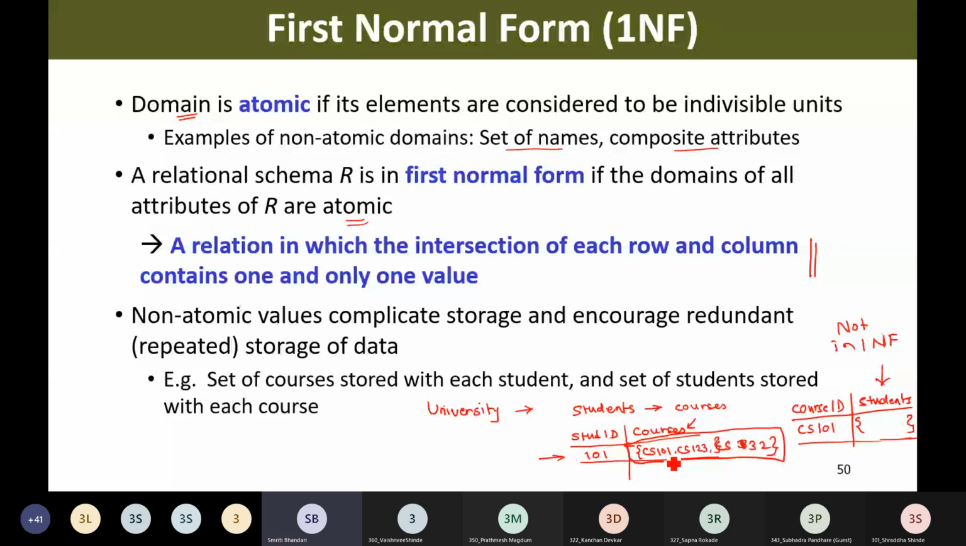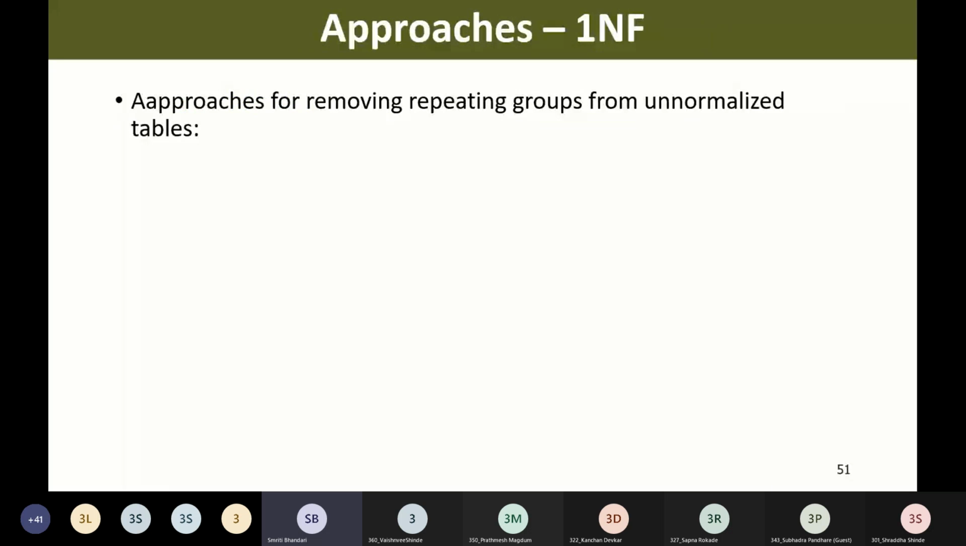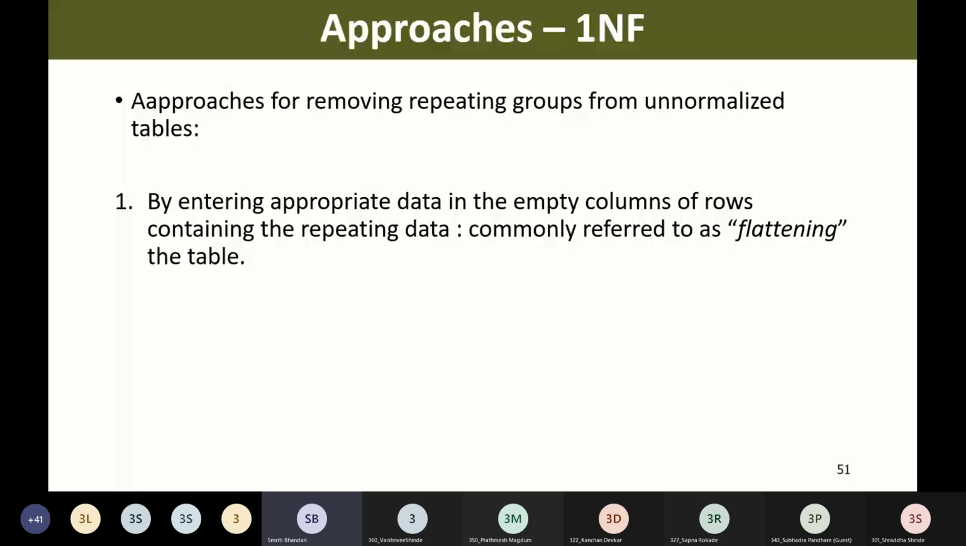So let us give an example and the approaches. If we do not have the relation in 1NF, then how do we convert the unnormalized table into 1NF? Whenever we want to have a relation in 1NF, we need to remove the repeating groups. So we have approaches for 1NF.